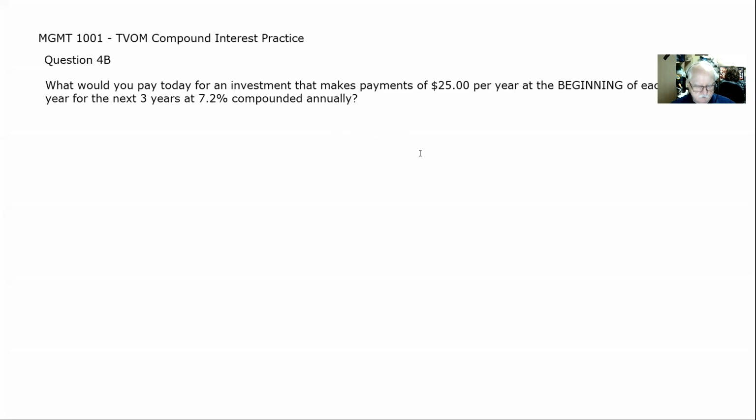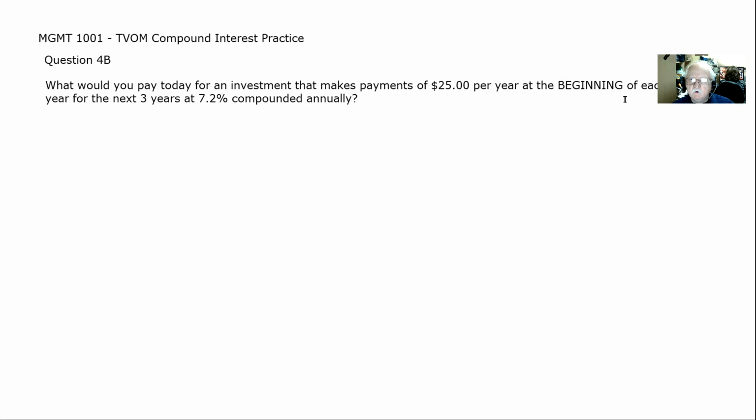Okay, so we're looking at question 4, part B now. What would you pay today for an investment that makes payments of $25 per year at the beginning of each year for the next 3 years at 7.2% compounded annually? So the only difference between 4A and 4B is that in 4A, the payments were at the end of the year, and in 4B, they're at the beginning of the year.